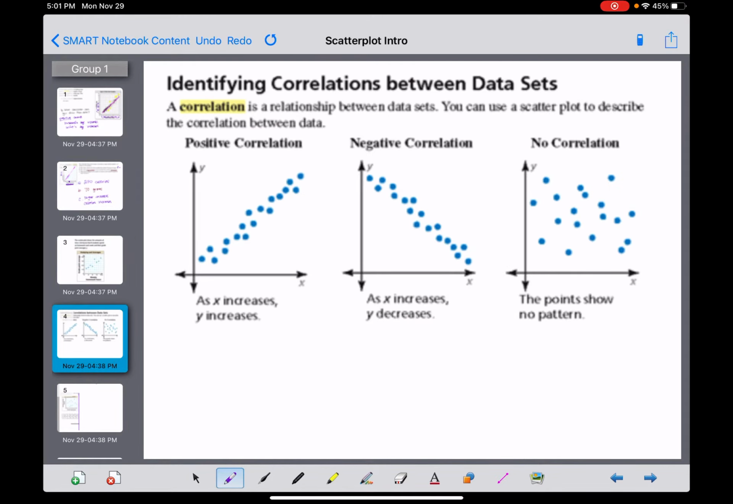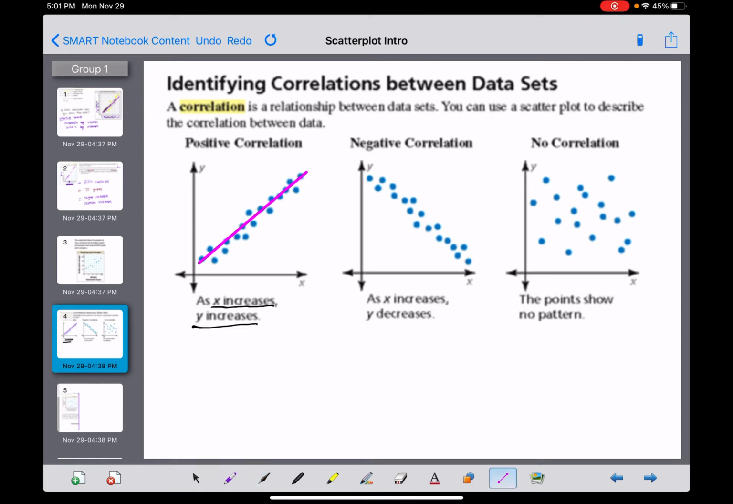So we have 3 different types of correlations that we can identify. A correlation is determining what the relationship is between the 2 numerical sets of data. These are very similar to slopes. If I draw a line that best fits, so same number of data points above and below, I can see that this is a positive correlation. That means as my X values increase, my Y values increase as well. They move in the same direction.